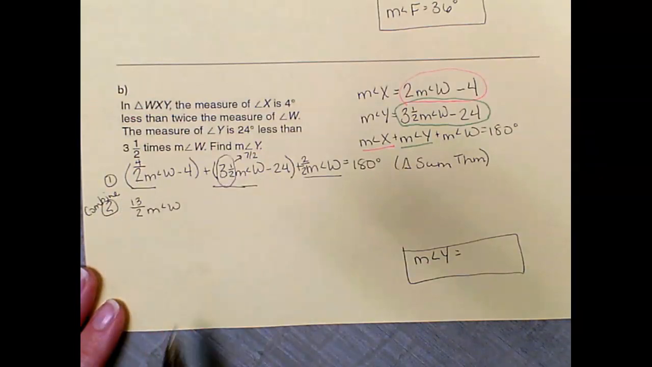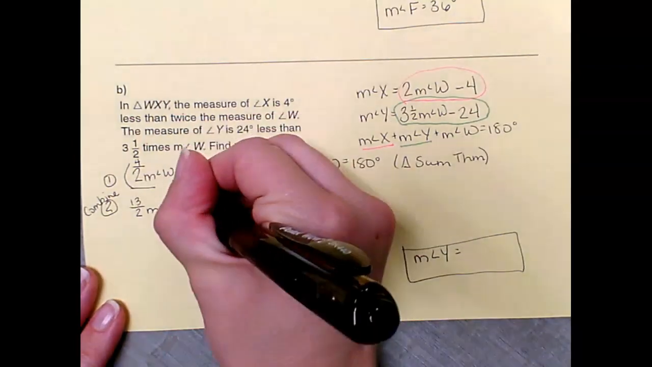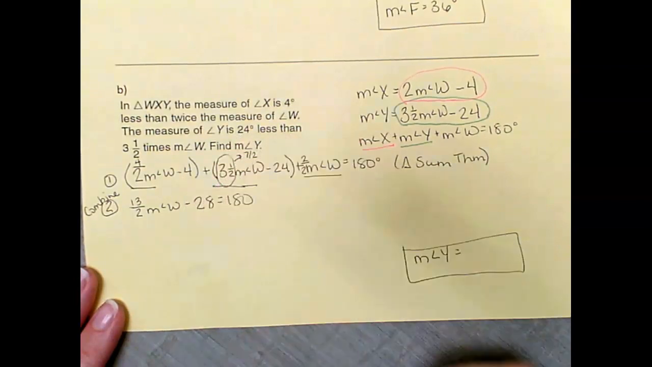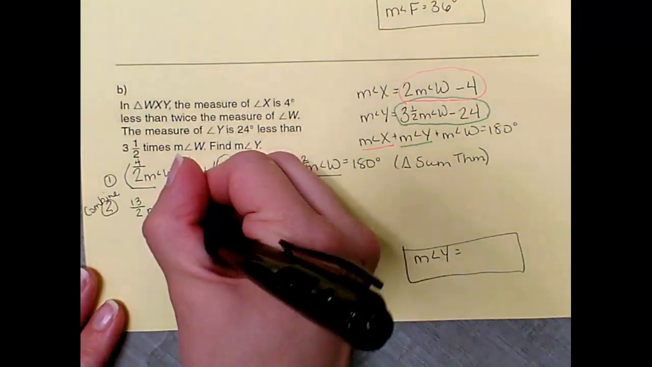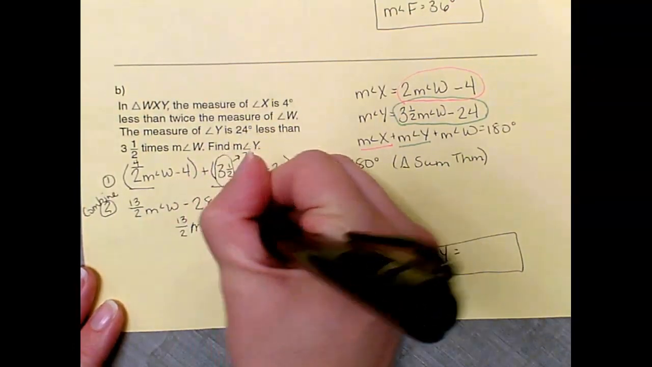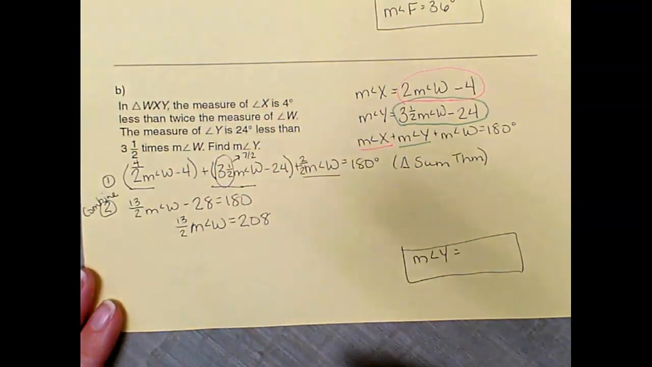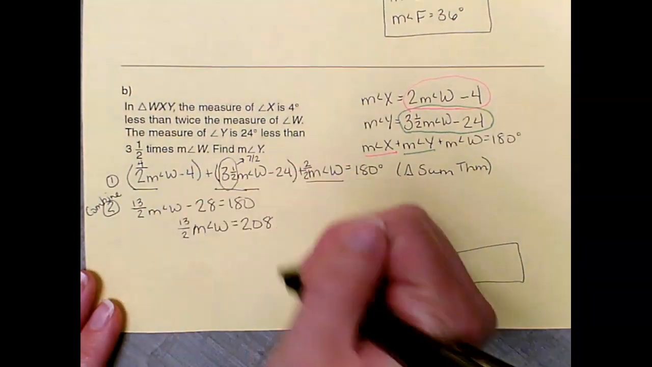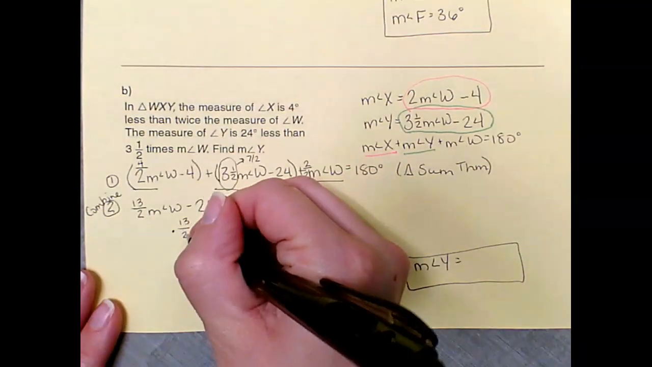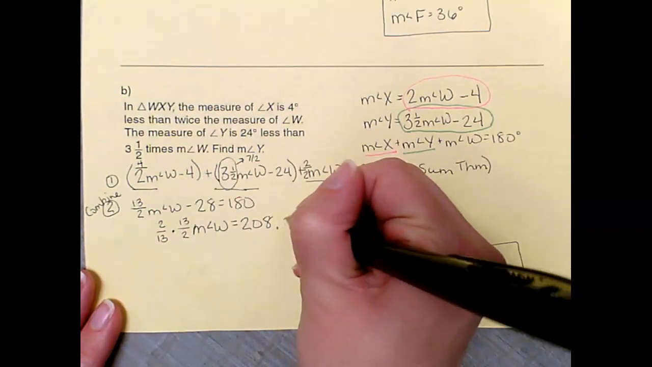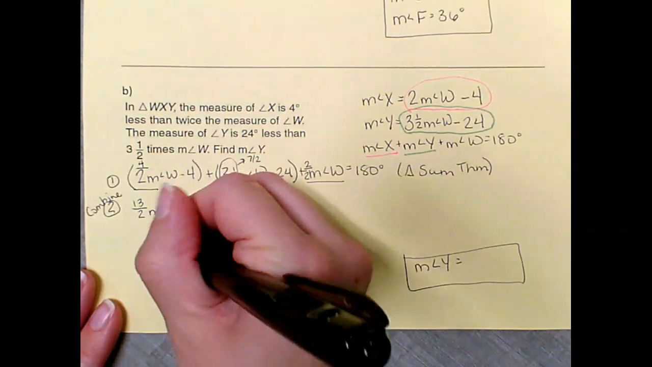I'm also going to put together my constants. Minus 4 and minus 24 is minus 28. If I add 28 to the other side, I have 13 halves times the measure of angle W equals 208. And if you recall from middle school or intermediate school, if you want to move this over, then you multiply by the reciprocal. So the reciprocal of 13 over 2 is 2 over 13. The 2's cancel, the 13's cancel.